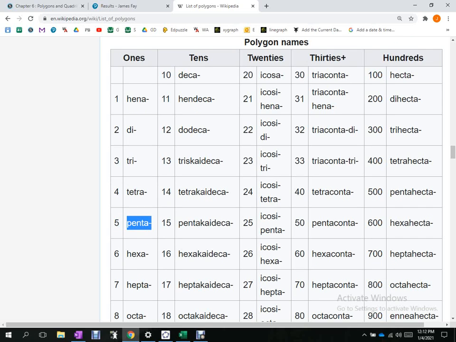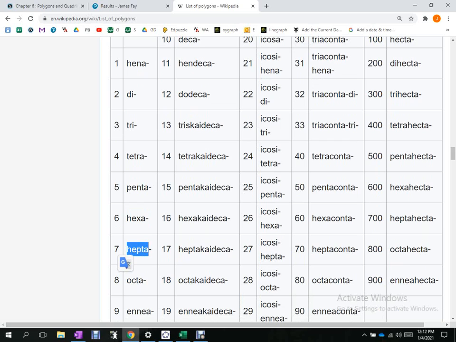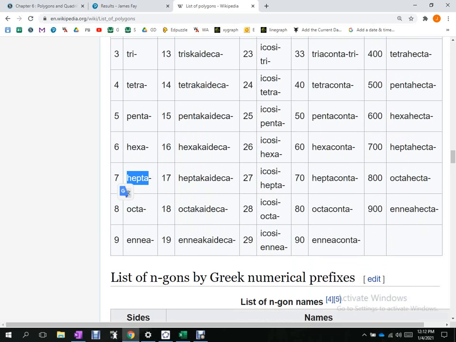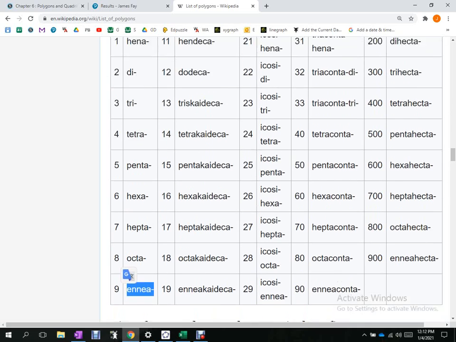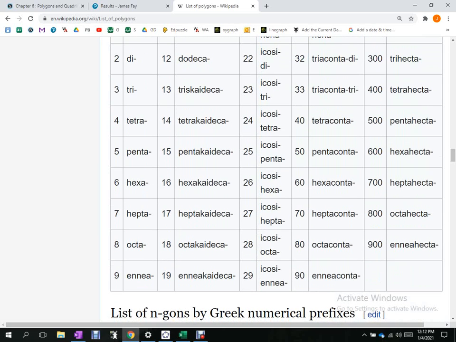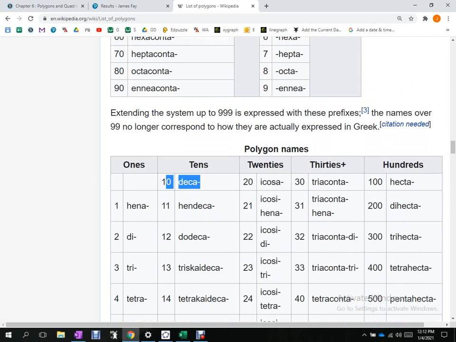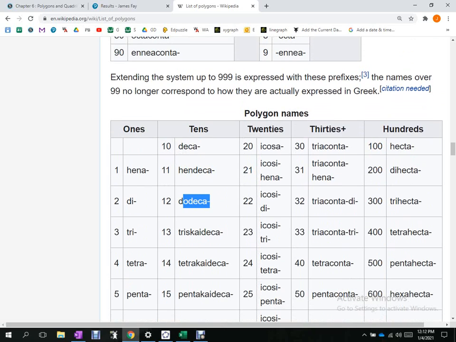So pentagon for 5, hexagon for 6, heptagon for 7. Sometimes you might see septagon as well. Octagon, 9 is a nonagon. You've probably never heard that one before, right? You've heard octagon, correct? You've probably heard decagon. Deca stands for 10. Hendecagon is 11. You guys have heard of dodecagons, that's 12. That's usually a common one to use.